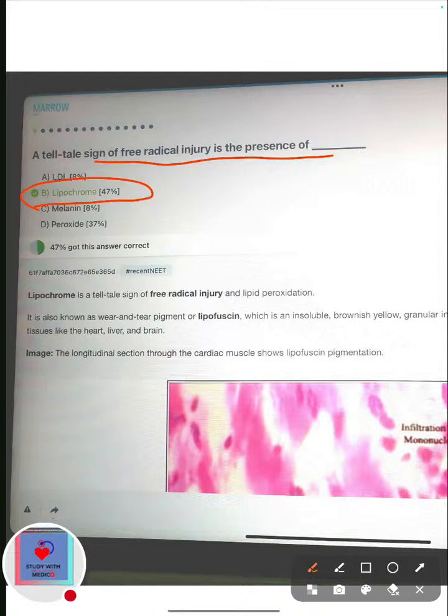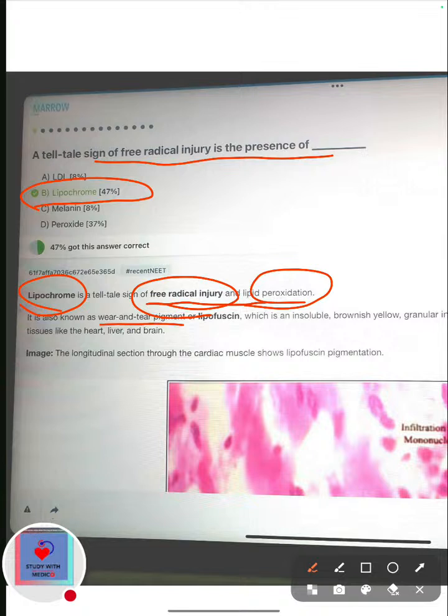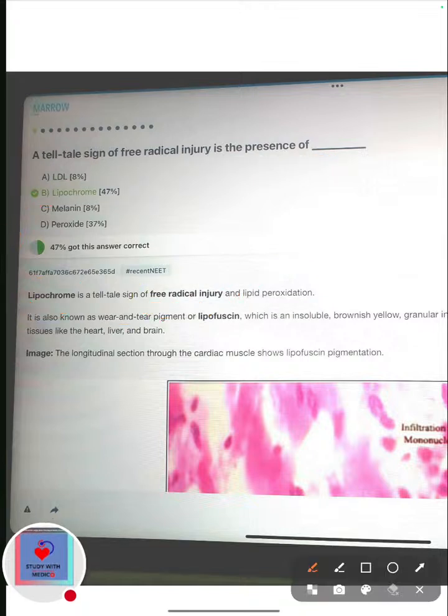Lipochrome is a telltale sign of free radical injury and lipid peroxidation. It is also known as wear and tear pigment, or lipofuscin.